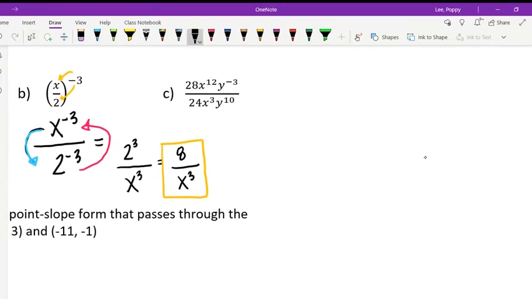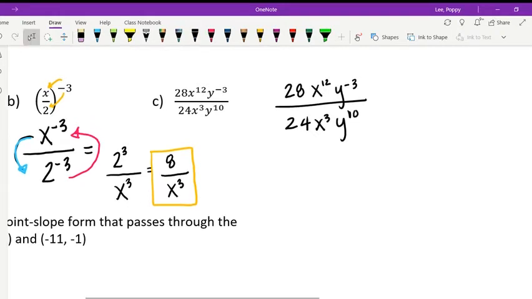For part C, I'm just going to write this one a little bit bigger over here, and we can break it down away from the other problem. First thing I'm going to do is focus in on those coefficients out in front, the 24 and the 28.